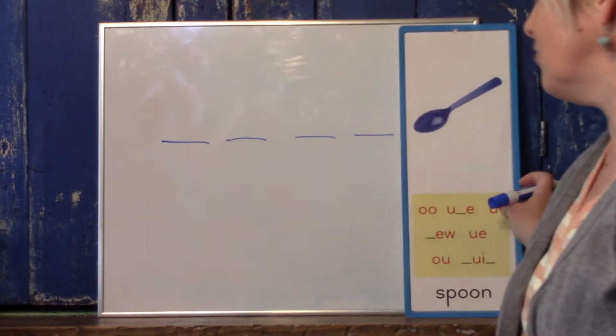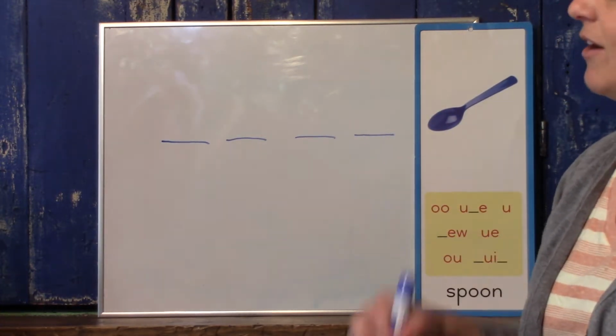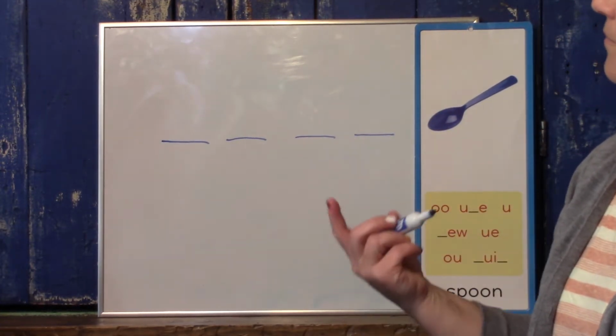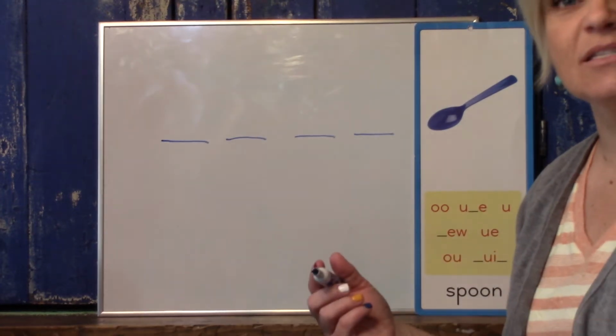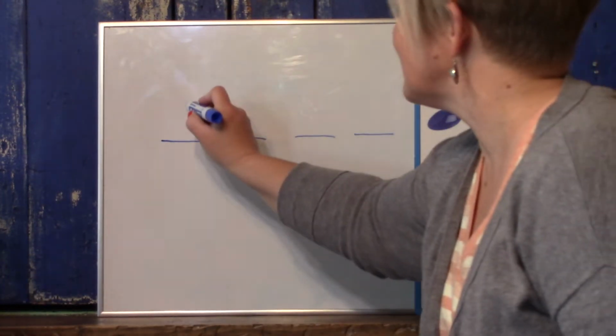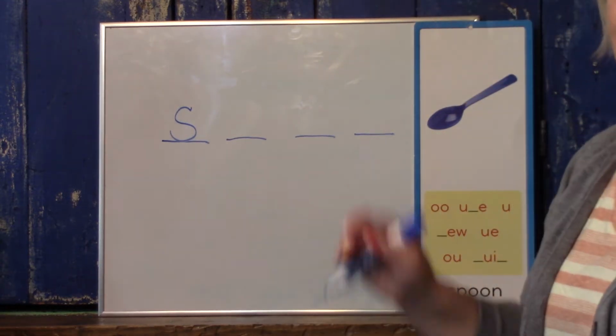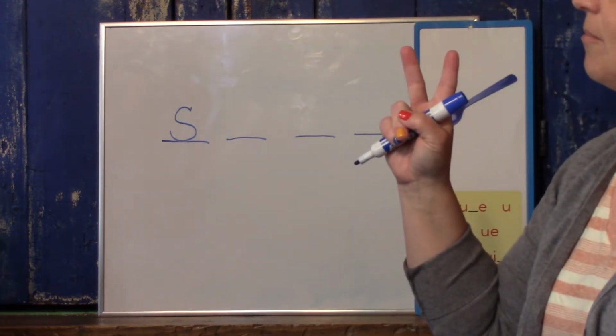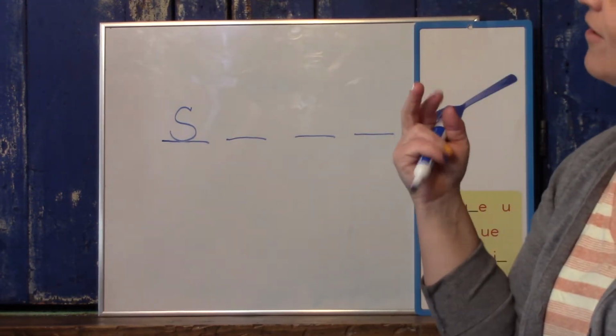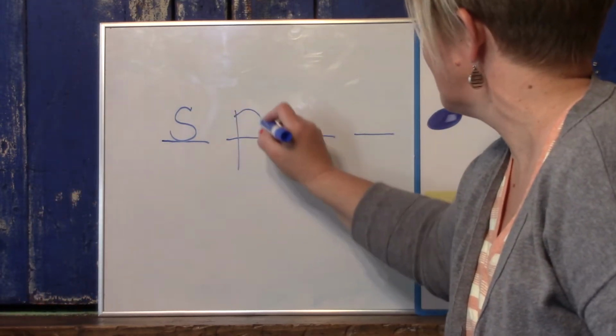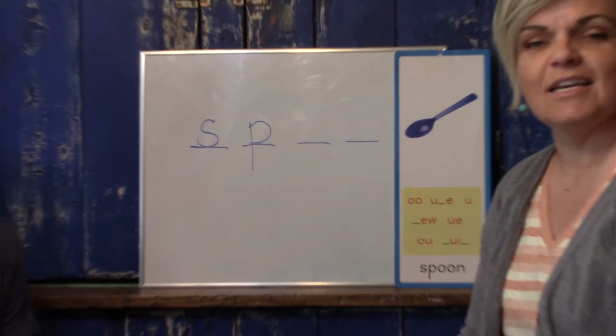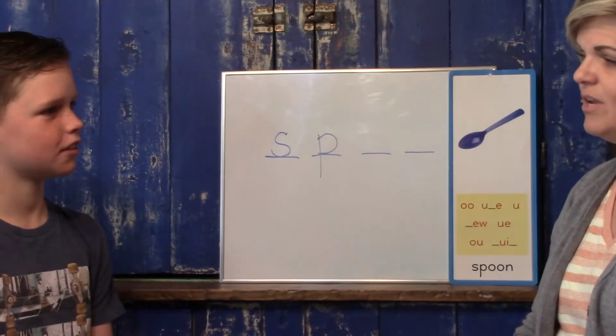The first sound that we hear in spoon is what? S. Right. How do we spell s? With an S. Yep. What's the second sound that you hear in spoon? P. And how do you spell p? With a P. A P, that's correct. And what is the third sound that you hear?